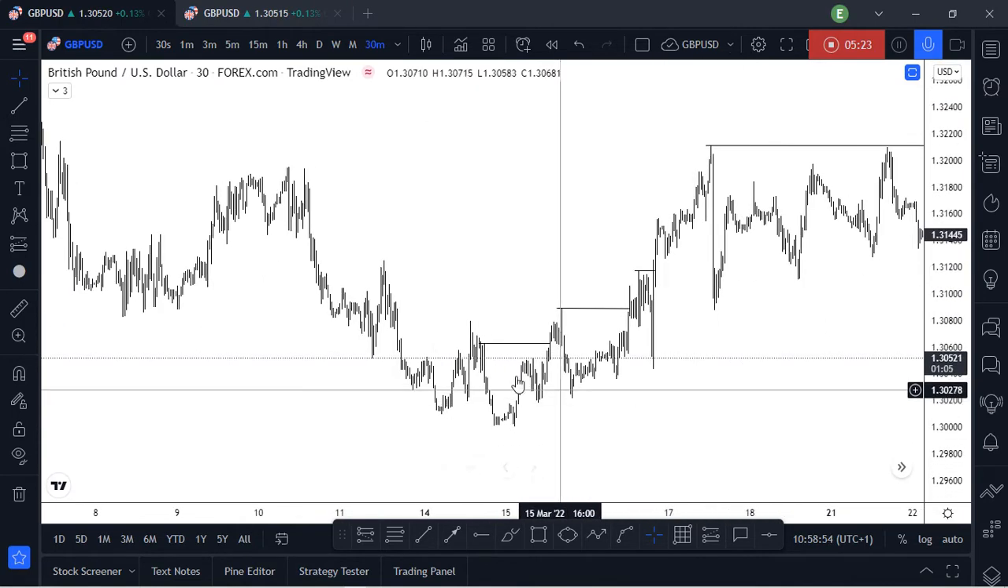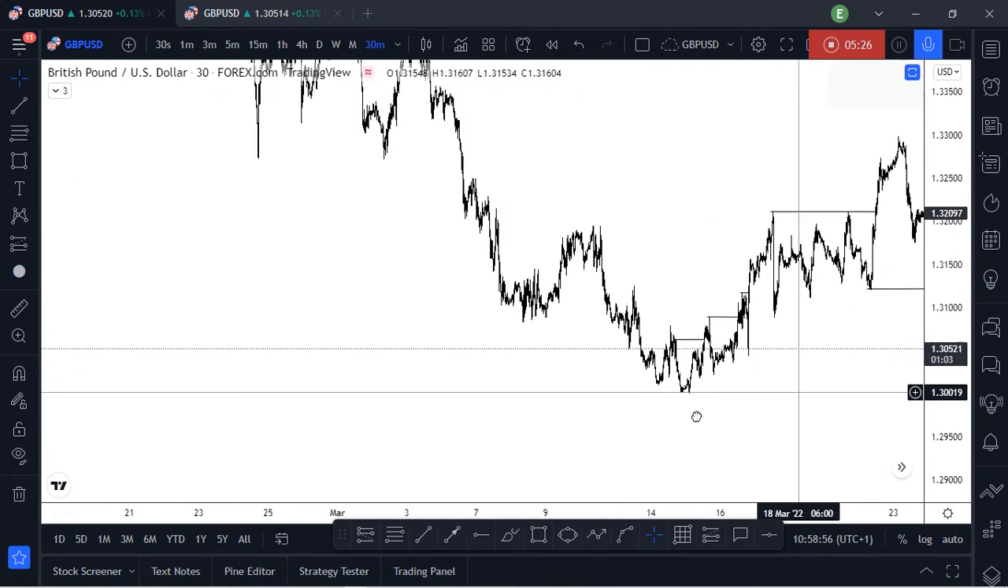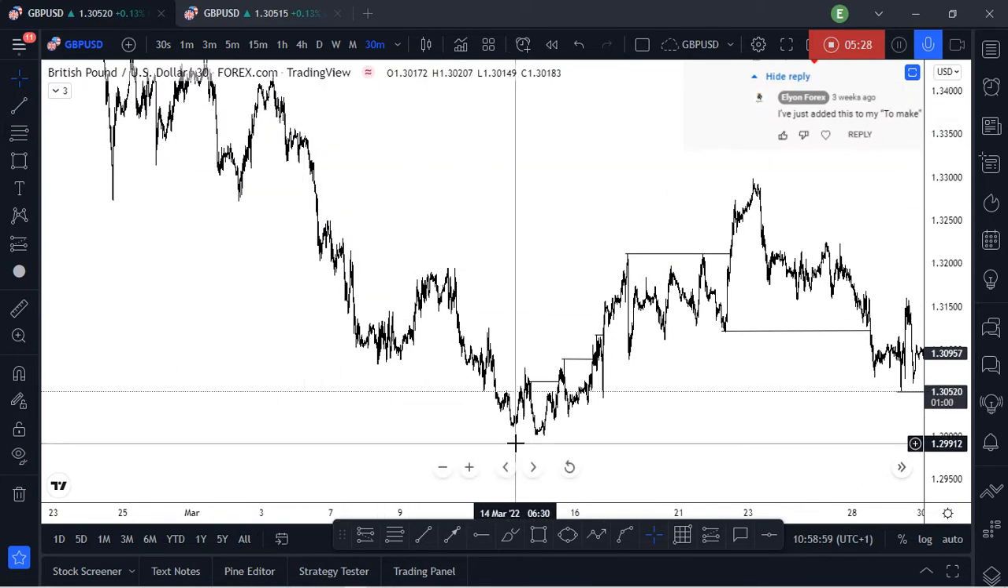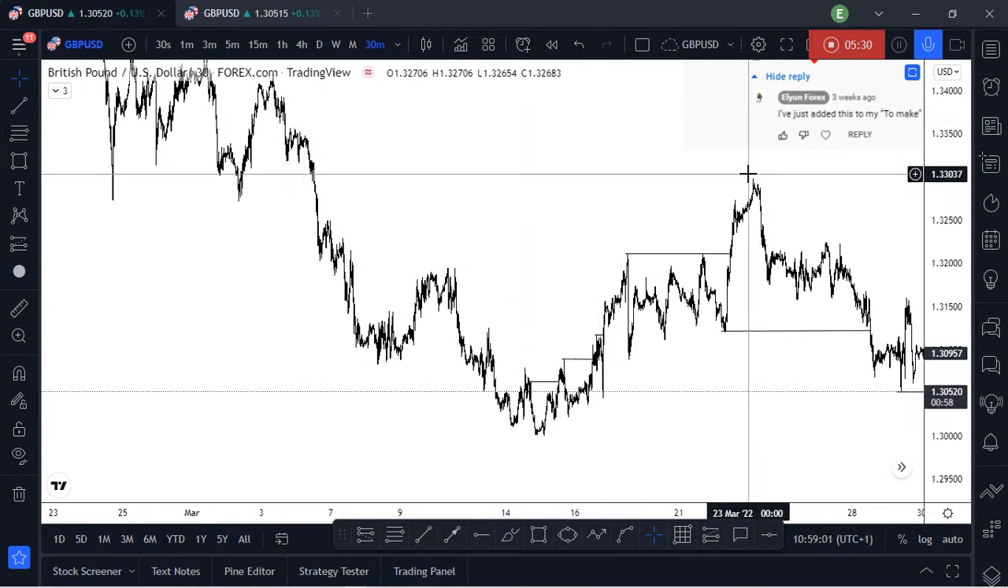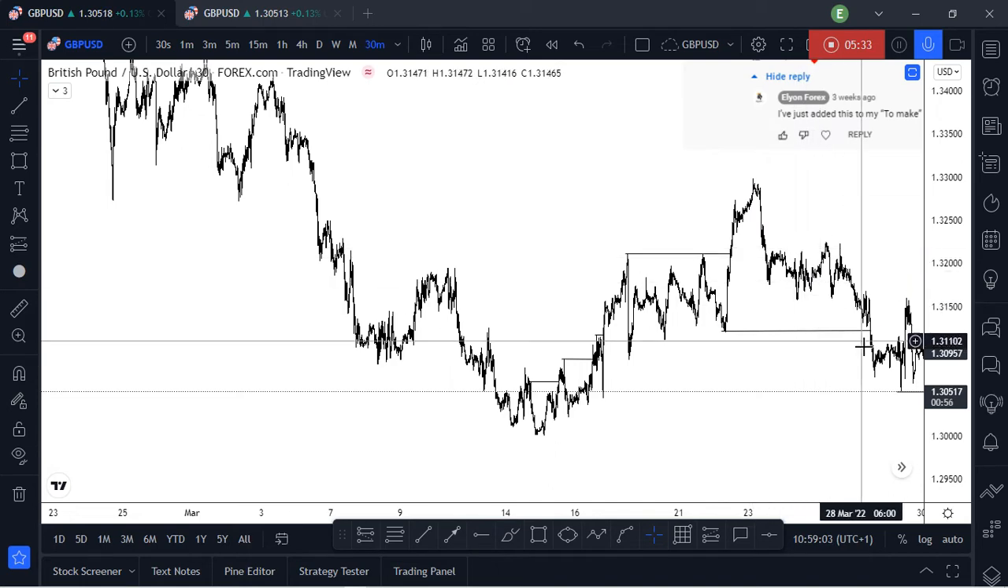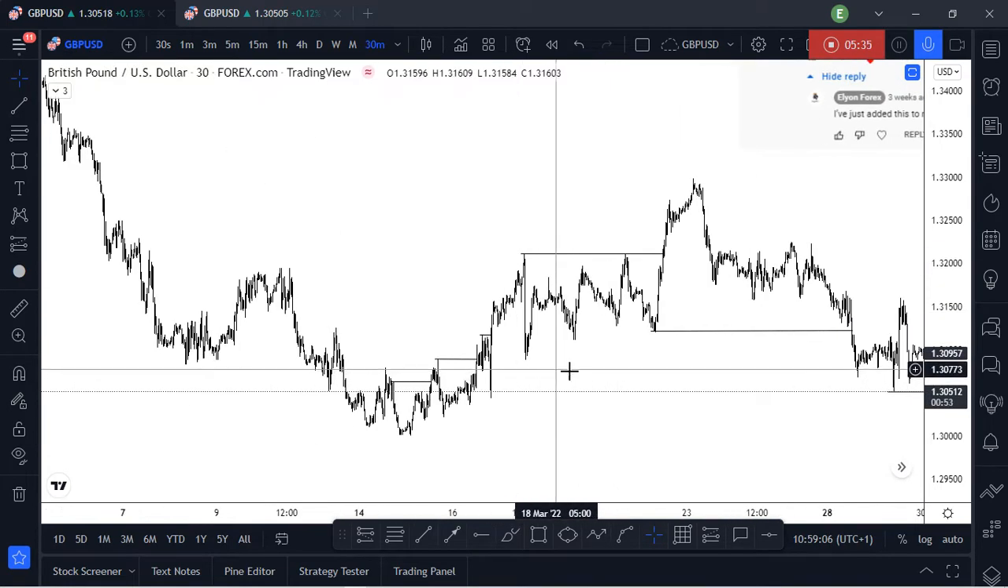So now let's look at the chart. I'm going to be starting from this low, and the reason why I'll start from this low is because we saw this total breakdown in the market before we saw this up push, and before the market started coming back down again. So let's start from this low.